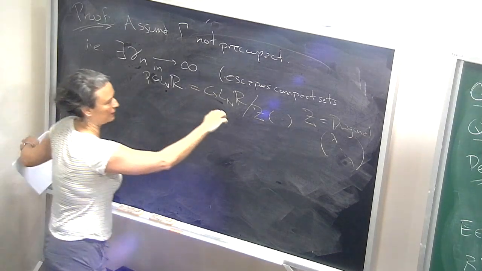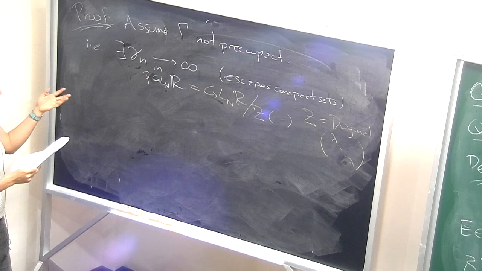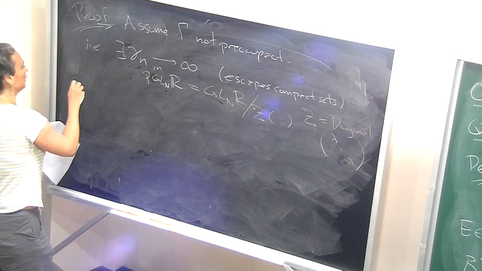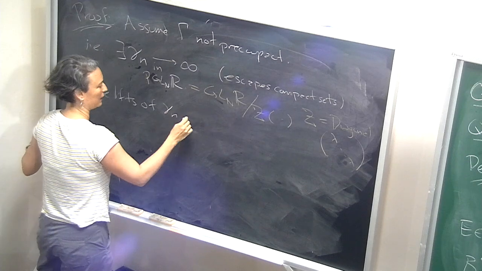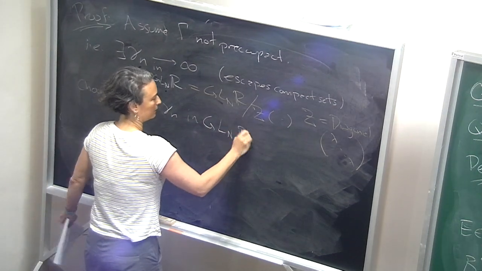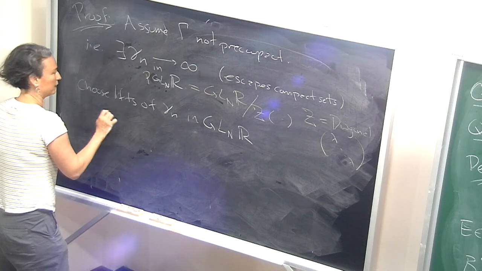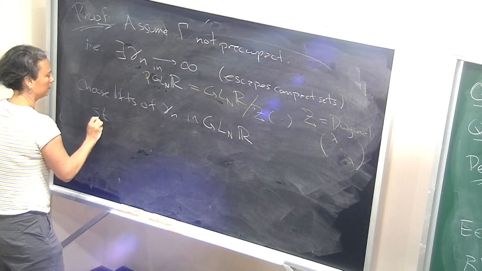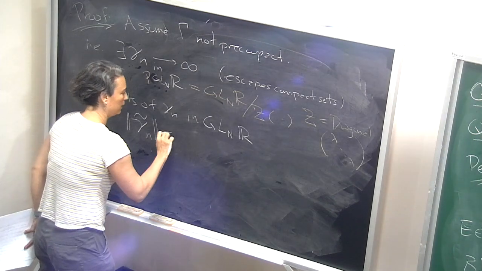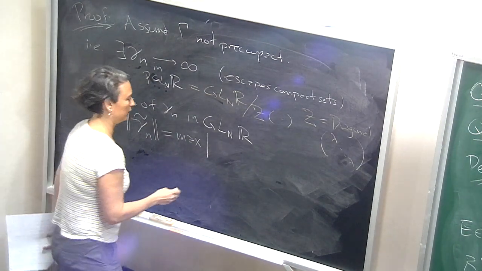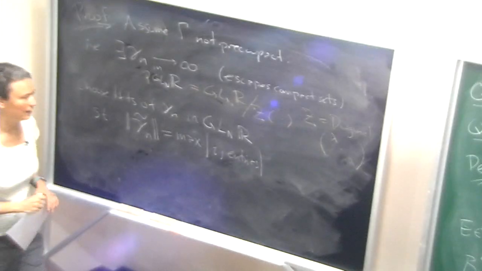So what does that mean? It means that it's escaping compact sets, because it's not precompact. So now I'm going to choose lifts of gamma_n in GL_N(R). I'm going from this quotient group, GL_N(R) modded by the center, back up to GL_N(R). I'm going to call them gamma_n tilde, such that the norm, which is the maximum of the absolute values of the ij entries in this matrix, is going to be equal to 1.